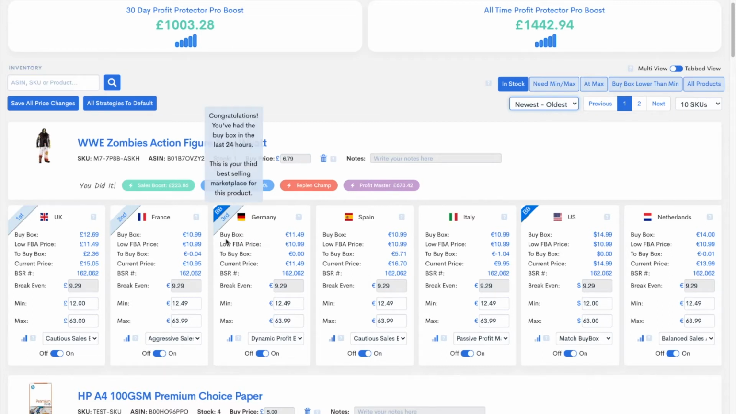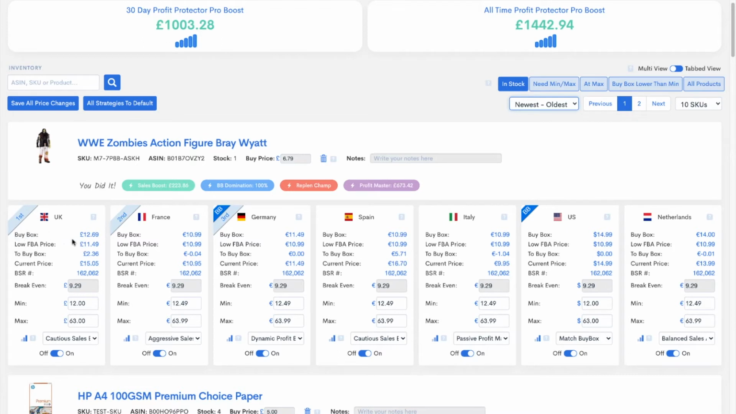And the little BB flags and sashes on the corners tell you that you've had the buy box in the last 24 hours. So that will tell you how you're doing in terms of buy box action on each of your marketplaces on every ASIN at just a very quick glance. So it's a brilliant thing to have there.